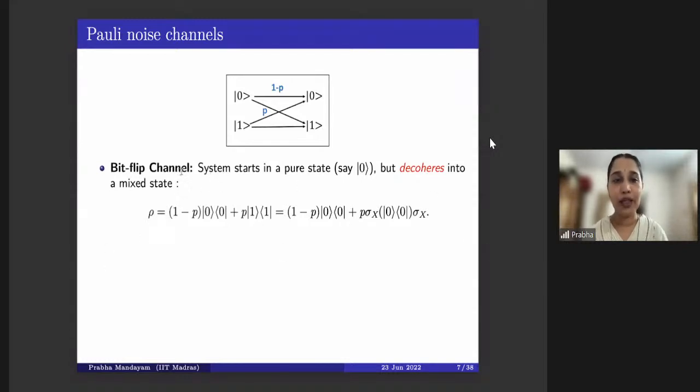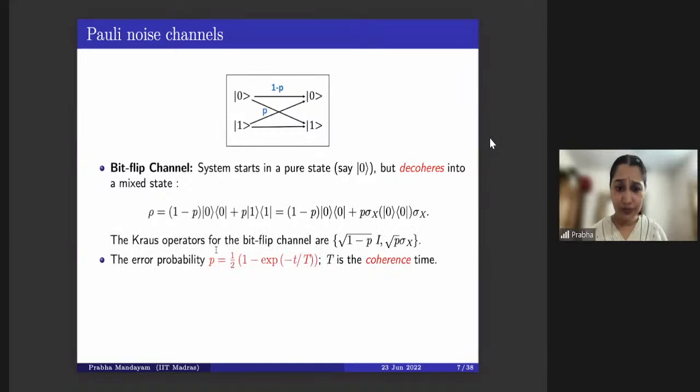So this bit flip channel is an example of what we call a Pauli noise, because in this case, the Krauss operator, what I call the Krauss operator, I denoted it as E0 and E1, is essentially sigma X operation, which is a Pauli operation. The other Krauss operator is simply identity, right?